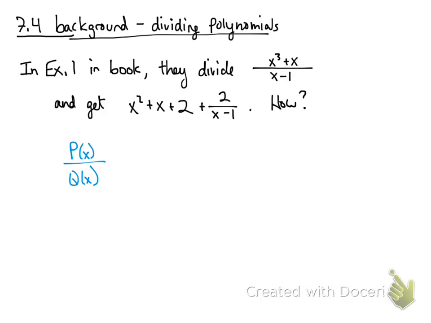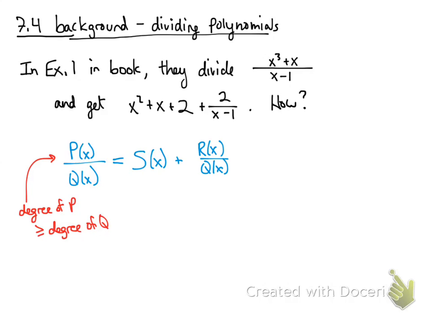And in general, if you have a fraction of polynomials, p of x, a polynomial, divided by q of x, and the numerator has larger degree than the denominator or the same degree, our goal is to rewrite it like this. So something plus a fraction, where in that fraction now the degree of the numerator is smaller than the degree of the denominator, and then that s of x is just some polynomial. So we turn a rational function into a polynomial plus a fraction, and in our new version of it, the fraction's top has smaller degree than the bottom. Okay, so how do we do this?